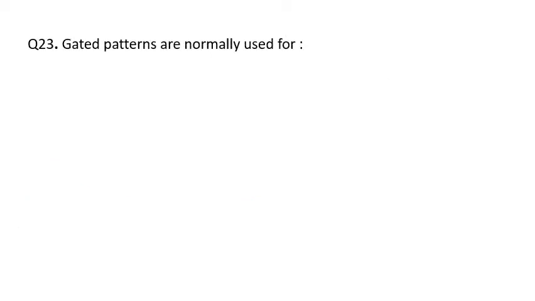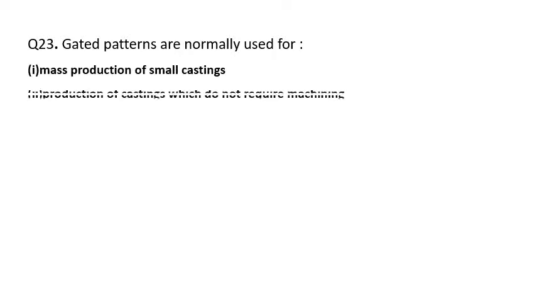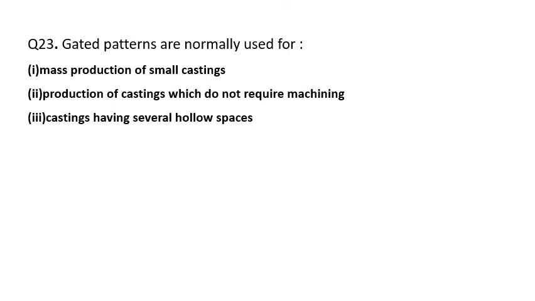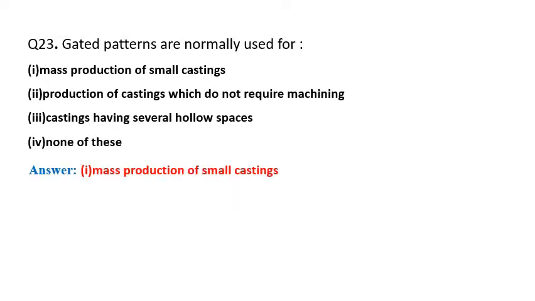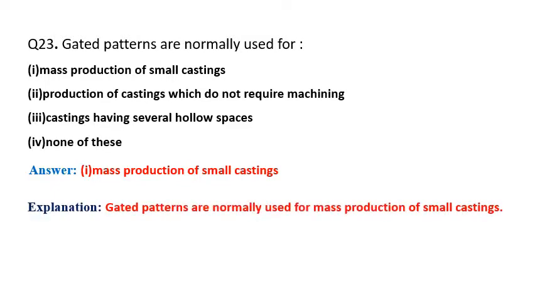Question number 23. Gated patterns are normally used for option 1 mass production of small castings, option 2 production of castings which do not require machining, option 3 castings having several hollow spaces, option 4 none of these. The correct answer is option 1, mass production of small castings. When small castings are required in huge numbers, gated patterns are normally used.